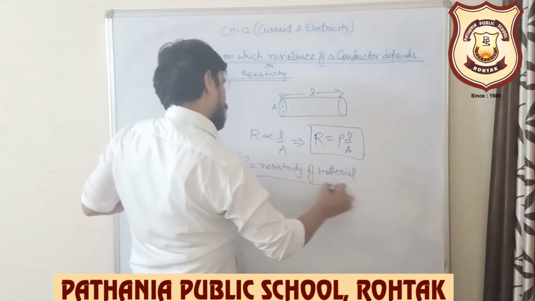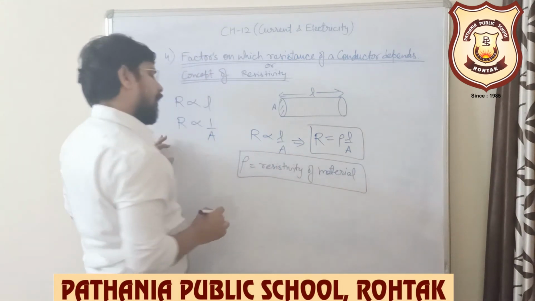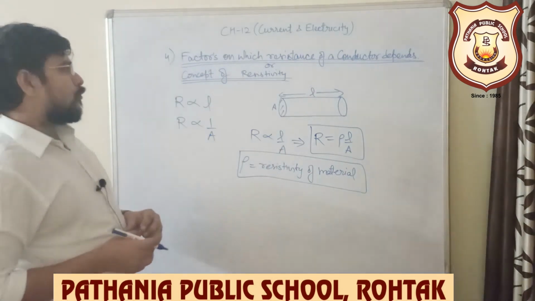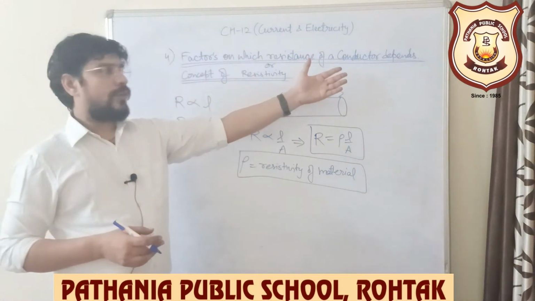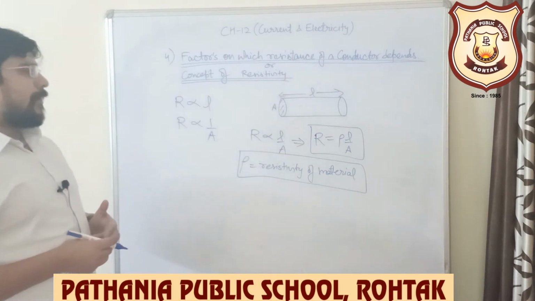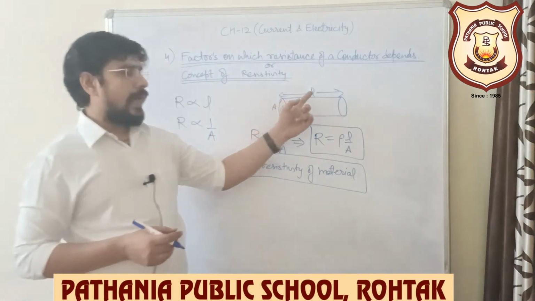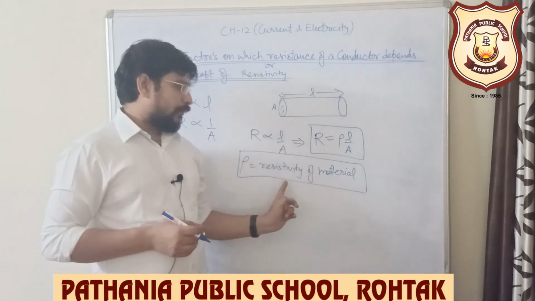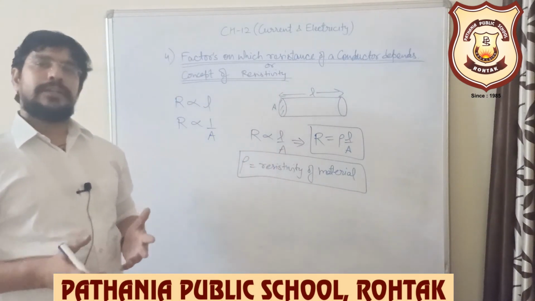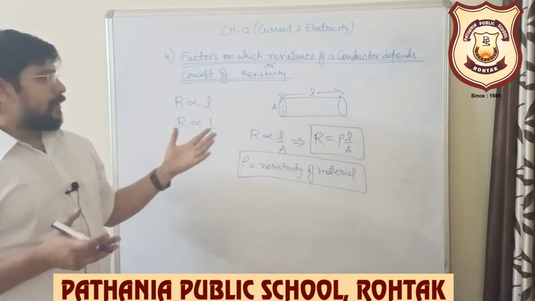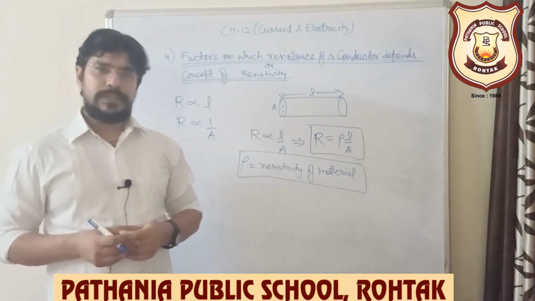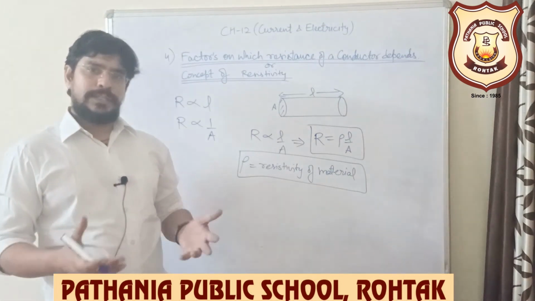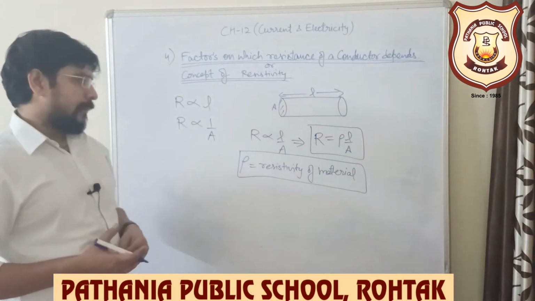So this question may be asked in various ways. आपसे एग्जाम में पूछा जा सकता है रेसिस्टिविटी को डिफाइन करो, आपसे पूछा जा सकता है फैक्टर्स ऑन विच रेजिस्टेंस ऑफ अ कंडक्टर डिपेंड. तो जो फैक्टर है हमारे जिनके ऊपर रेजिस्टेंस डिपेंड करता है वो है लेंथ, वो है एरिया, वो है रेसिस्टिविटी which is different for different materials, and one more important factor is temperature. टेम्परेचर के साथ भी हमारा मेटलिक कंडक्टर्स का जो रेजिस्टेंस है वो चेंज होता है. If we increase the temperature resistance increases, if we decrease the temperature resistance decreases.